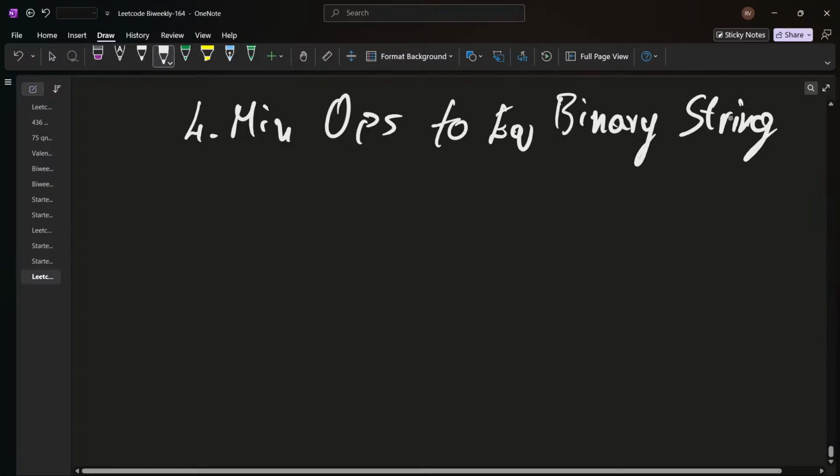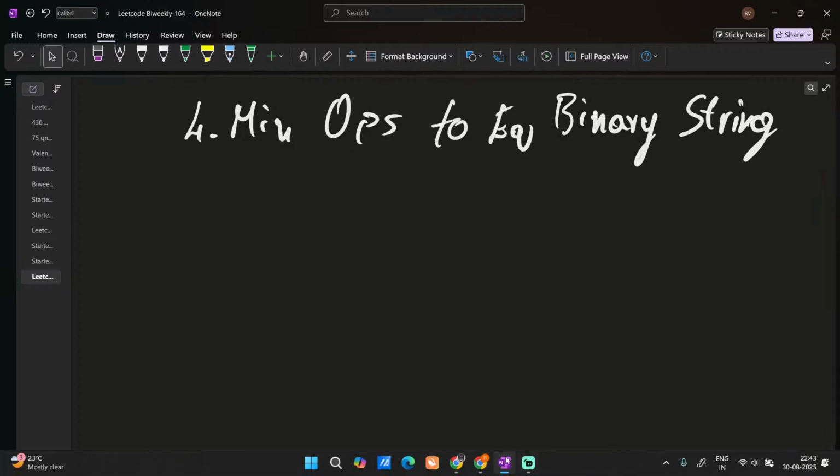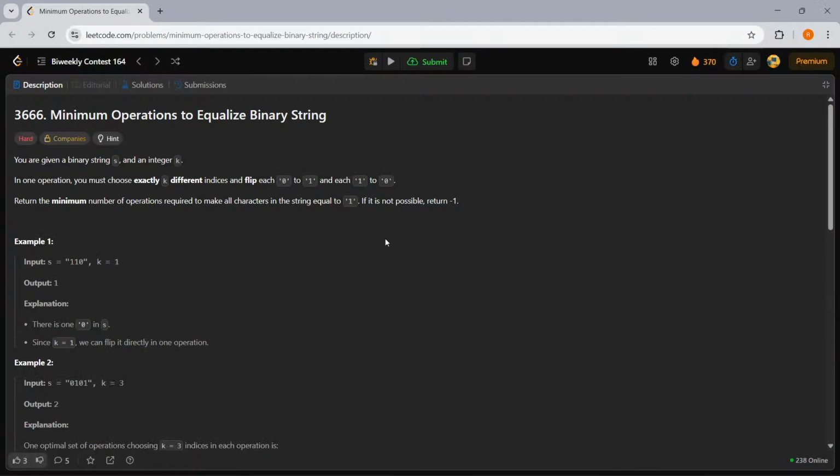What does this question say? You are given a binary string s and an integer k. In one operation, you must choose exactly k different indices and flip each 0 to 1 and each 1 to 0. Return the minimum number of operations required to make all characters in the string equal to 1. If it is not possible, return -1. Okay.